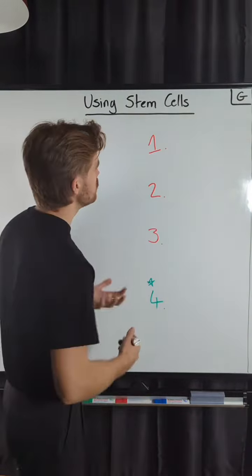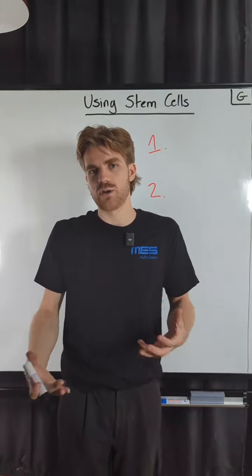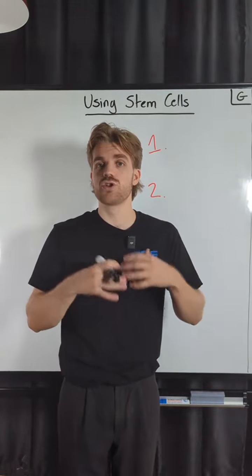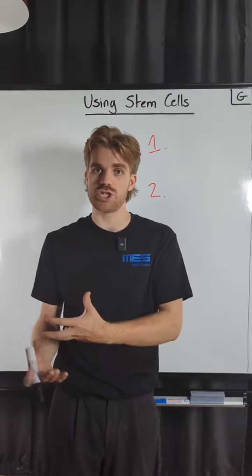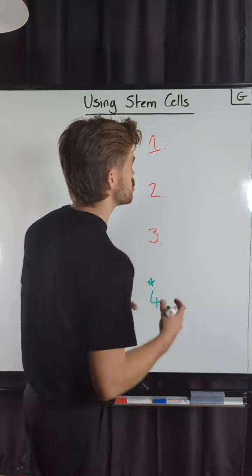So how do we use stem cells? Well, stem cells are undifferentiated. That means that they can specialize, they can differentiate to become other types of cells. So we could use them to grow and develop new tissues. Why would we want to grow new tissues? Well, the first example might be to treat diseases.